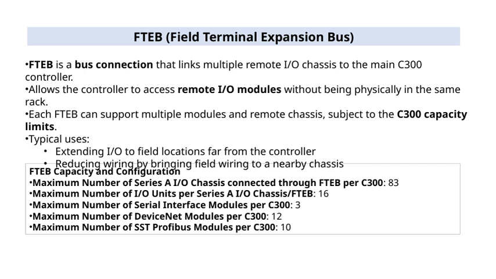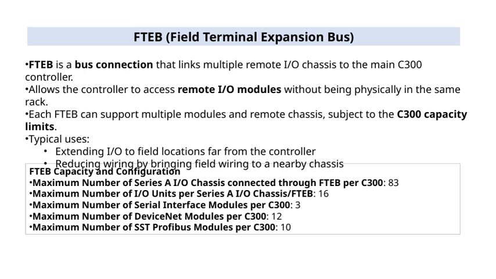Typical uses for FTEB include extending I/O to field locations that are far from the controller, which can be a real game changer in large or complex plant layouts. It also helps reduce wiring complexity by bringing the field wiring to a nearby chassis, simplifying installation and maintenance.